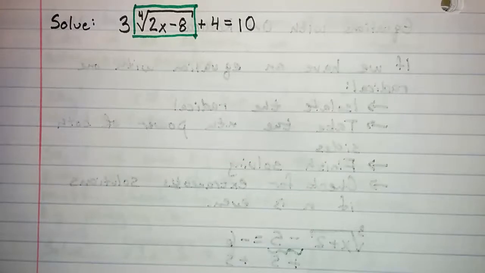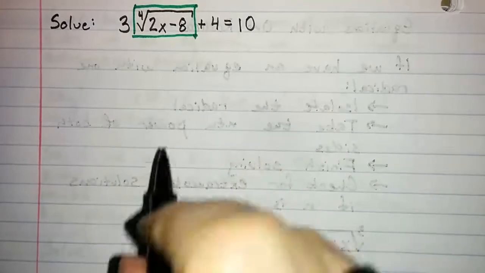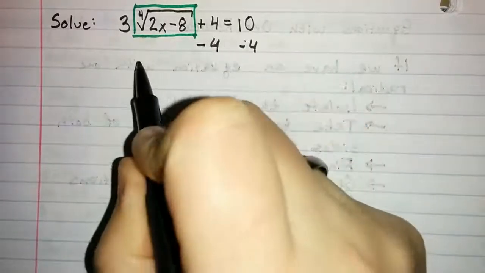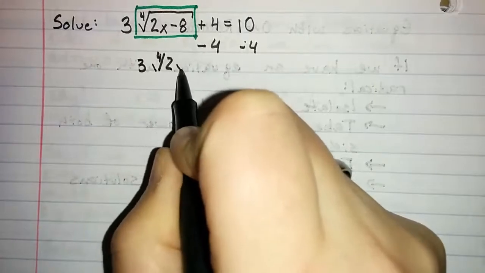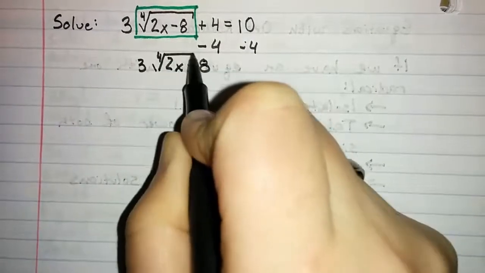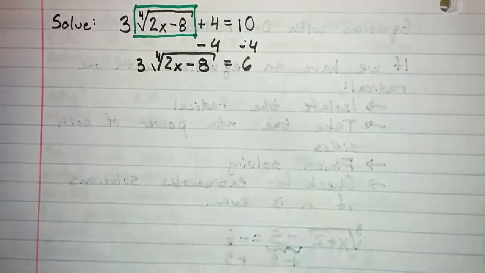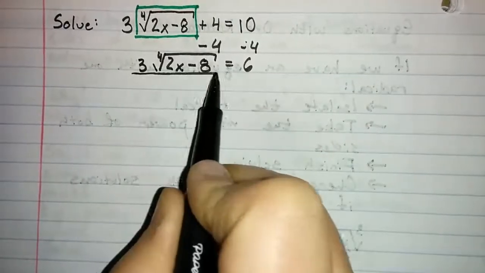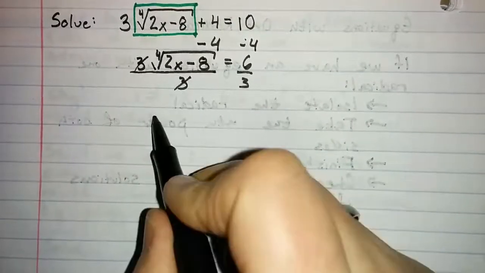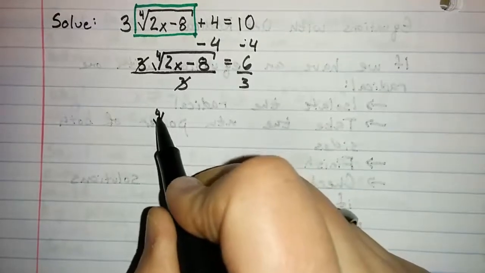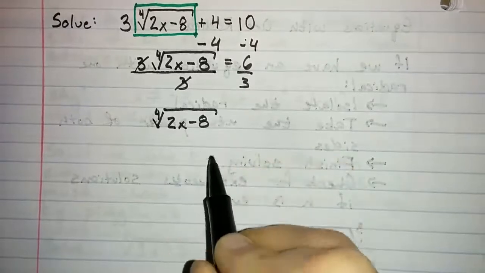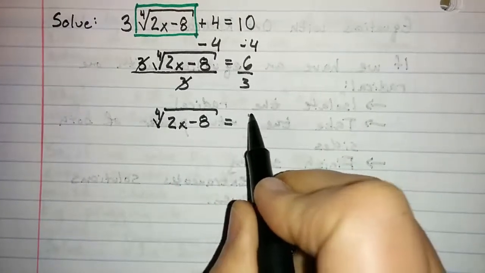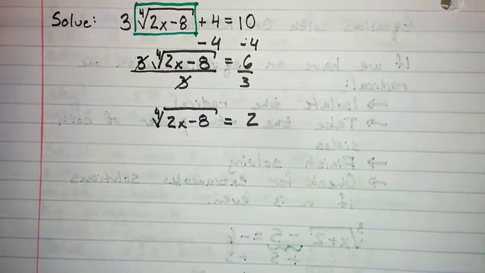Alright, well what keeps this radical from being alone? It has this 4. Subtracting 4 from both sides, we'll get 3 times the fourth root of 2x minus 8 is 6. Dividing both sides by 3, we'll get the fourth root of 2x minus 8 is 6 divided by 3, which is 2. Alright, now the radical is isolated.